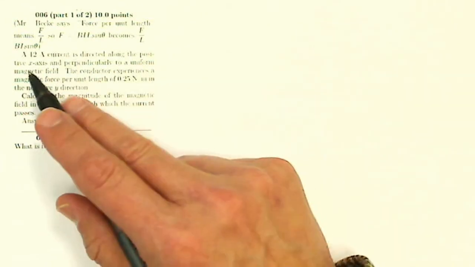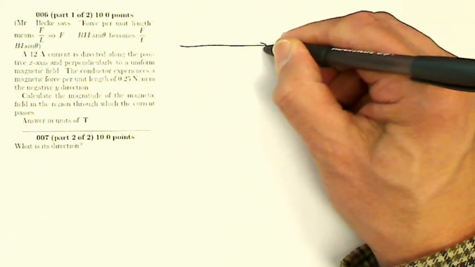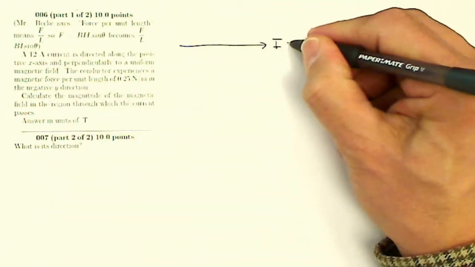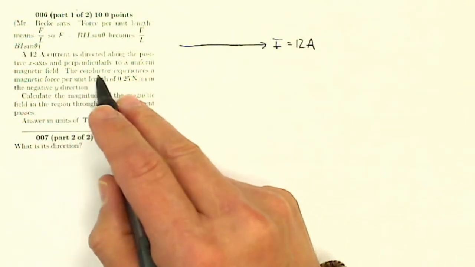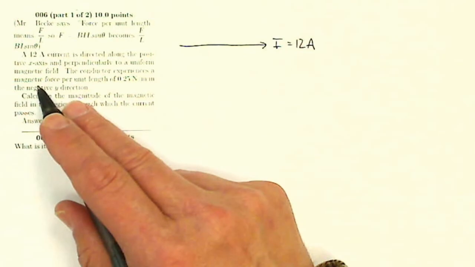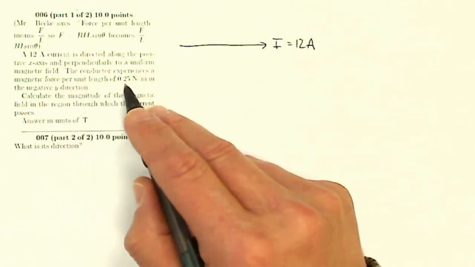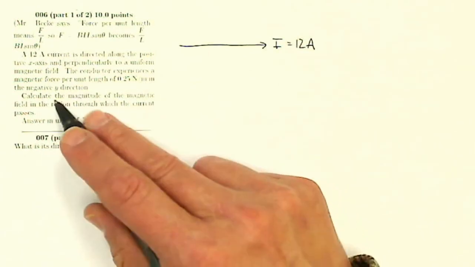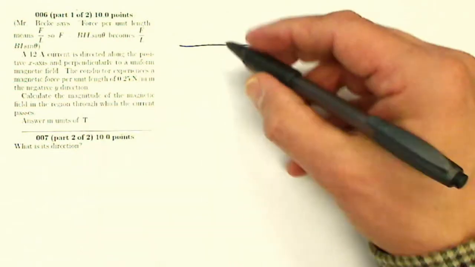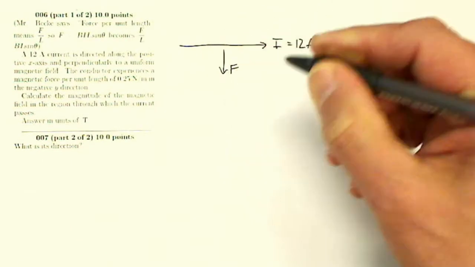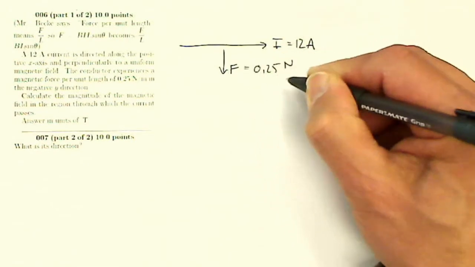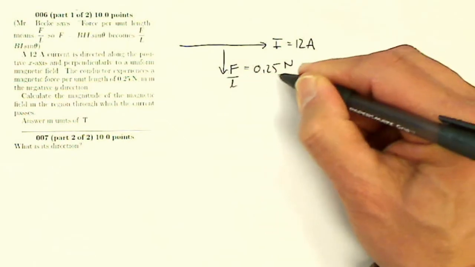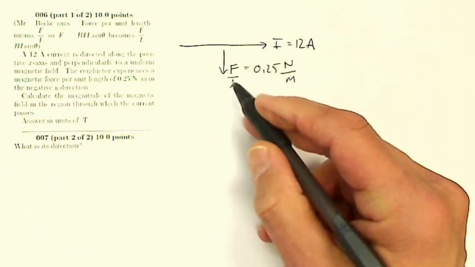This next question reads, a 12 amp current is directed along the positive x-axis, so I've got a current going this way, and it's 12 amps. And it's perpendicular to a uniform magnetic field. The conductor experiences a magnetic force per unit length of 0.25 newtons per meter in the negative y direction. So I know that the force is going to be in this direction of 0.25 newtons, but that's force per length, so that's newtons per meter.